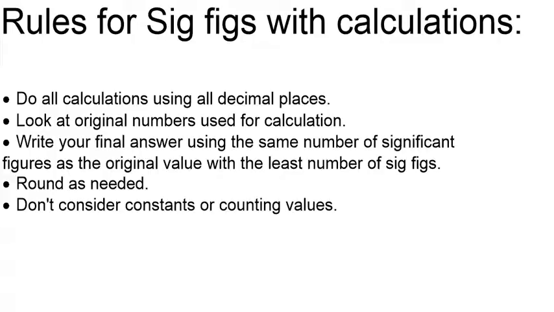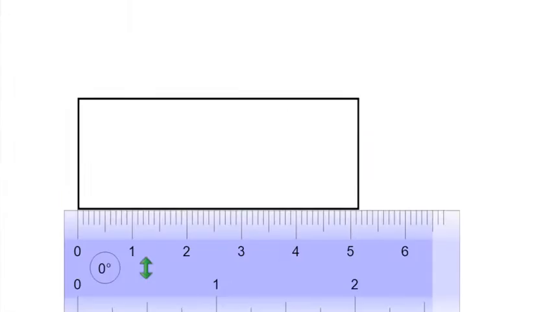Now, for calculations, what I want you to do is work out your calculations using all decimal places, which means do not round throughout the problem. Round at the very end. Okay? Look at your original numbers used for the calculation, and once you have your answer, rewrite your final answer using the same number of significant figures as the original value with the least number of significant digits. From there, you round as needed, and you don't consider constants or counting values when we're talking about significant figures. So let's do a quick example.